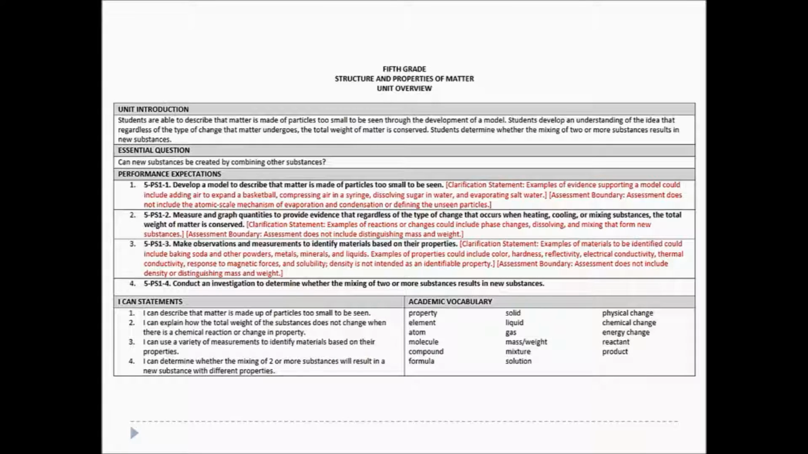In this unit, students are investigating whether new substances can be created by combining other substances by focusing on 3 ideas. 1. Students will describe that matter is made of particles too small to be seen through the development of a model. 2. They will develop an understanding of the idea that regardless of the type of change that matter undergoes, the total weight of matter is conserved. 3. They will determine whether the mixing of 2 or more substances results in a new substance based upon observations of properties.